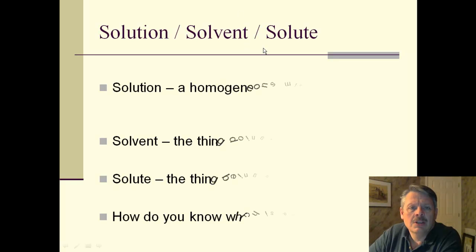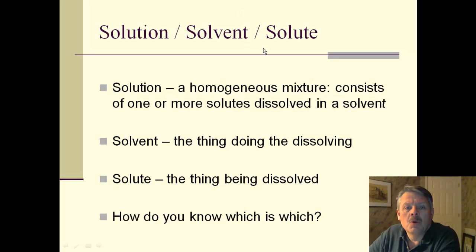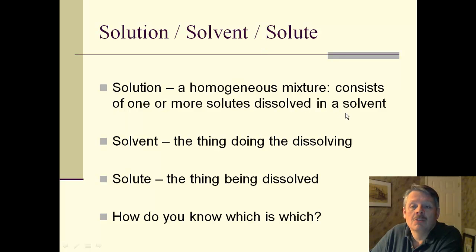So let's think for a moment about what a solution is. You might want to pause the video and write some of these things down. In fact, write all of them down. A solution is a homogeneous mixture. What does homogeneous mean? That's right, you can't see different things in it. Just like the air, you can't see different things in it. In Dr. Pepper, it just looks like a continuous color. You can't see the different things in it. So it consists of one or more solutes dissolved in a solvent.